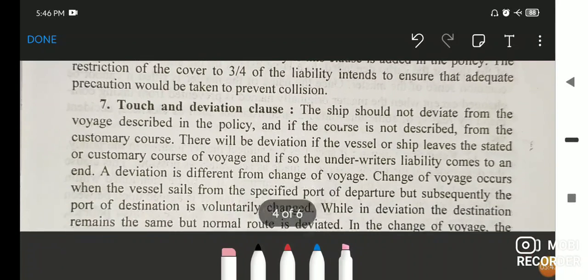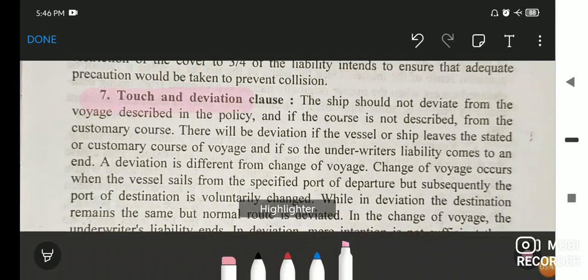Next we have the touch and deviation clause. Now in case the ship is on the voyage and it had to deviate its route due to any contingent reasons, say for example there was a situation of high sea, there was a storm on the route, so the ship had to deviate its route.